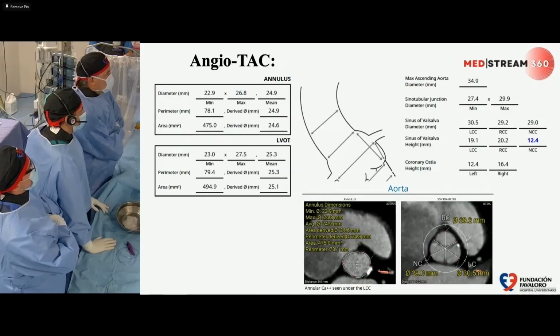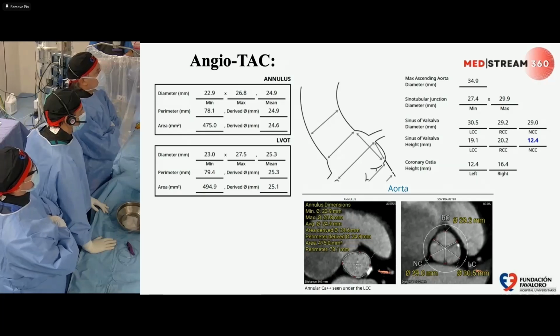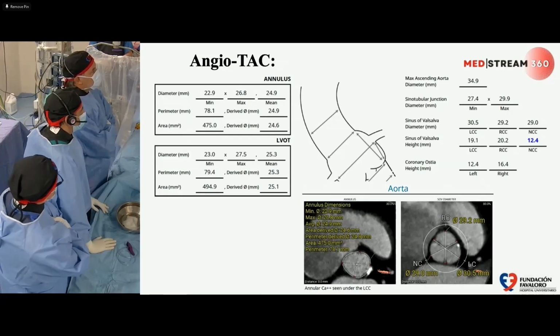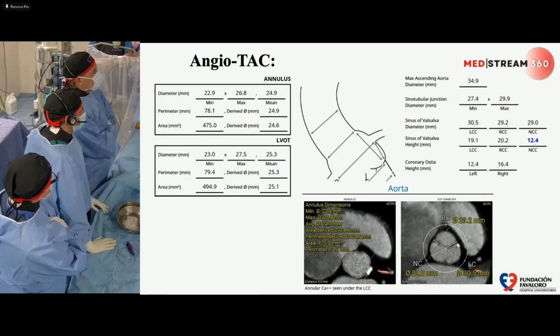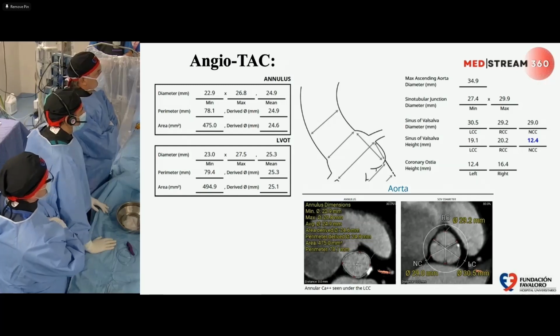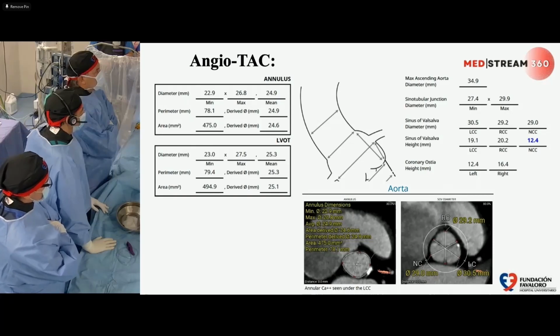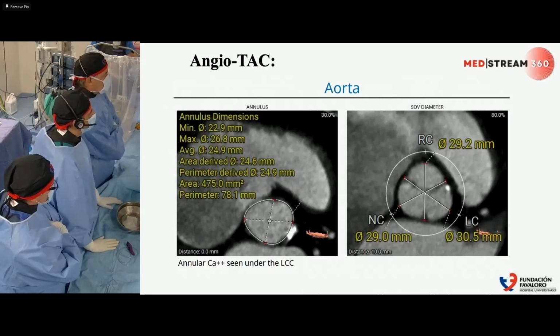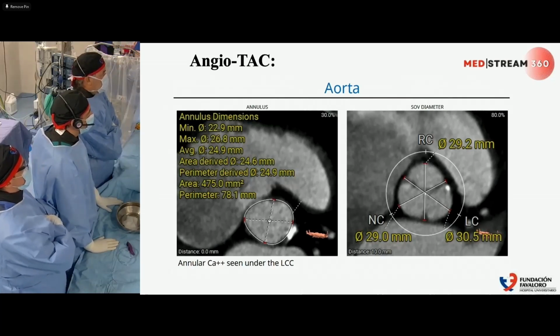So we did the CT evaluation. Here, the monitor is a little bit further, so the numbers are not that easy to see, but the mean diameter is 24, is 22 by 25, something like this, with a perimeter of 78, with a coronary height of 13 and 15, and you can observe there the aortic valve. Next. So here you can observe once again the valve, the measurements of the annulus diameter that I already mentioned. Next.